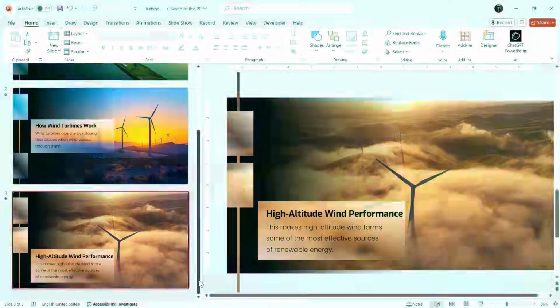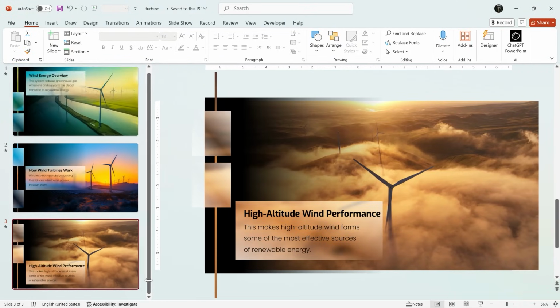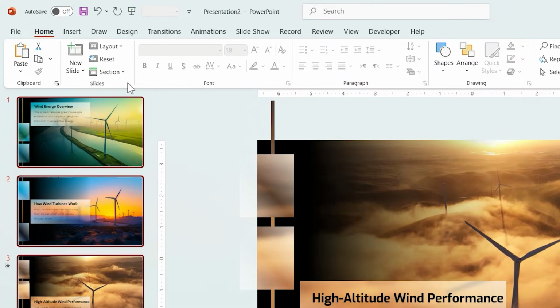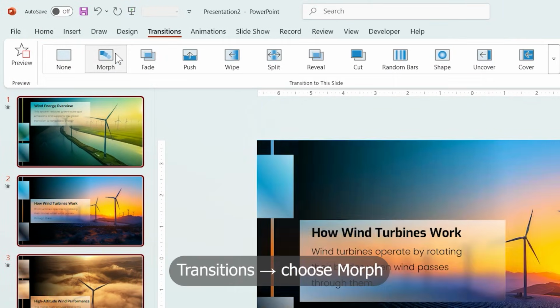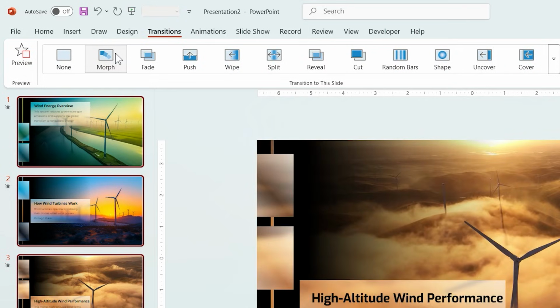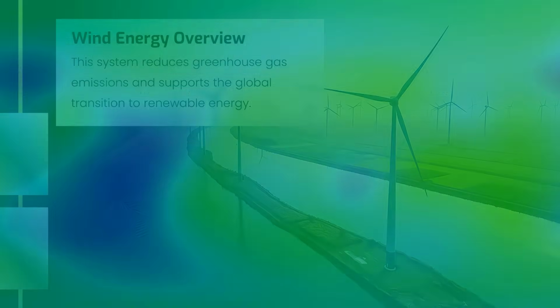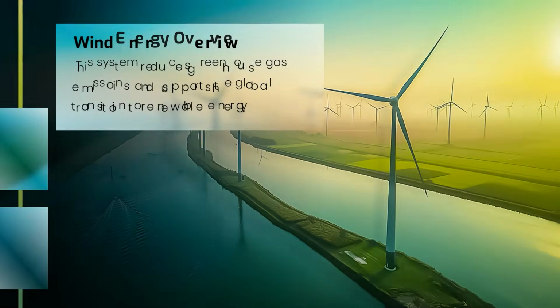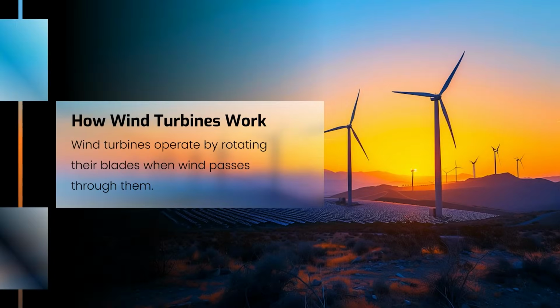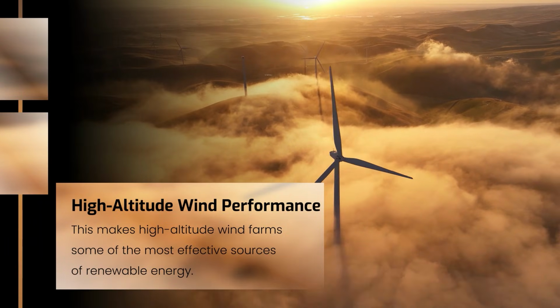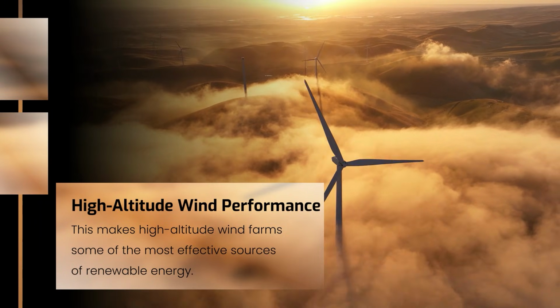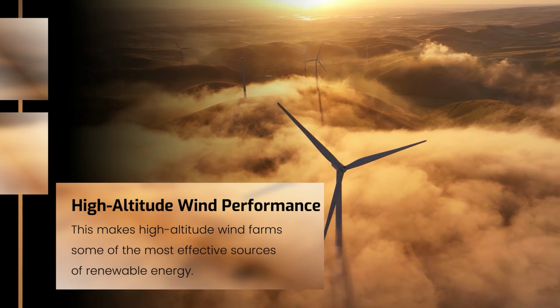Final part, adding a morph transition. Now it's time for the magic. Select all slides, go to Transitions, choose Morph, and then from the Effect option, select Characters. This setting delivers incredibly smooth, professional movements across your slides. And that's it. This is just one of many slides you can create with this technique.